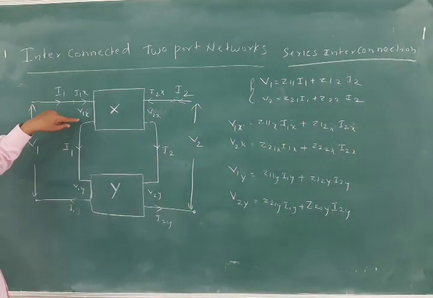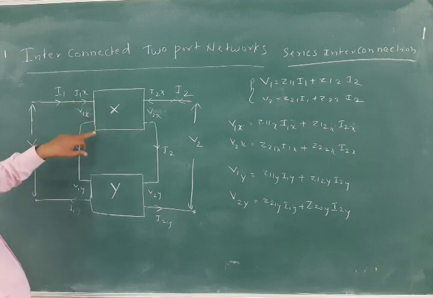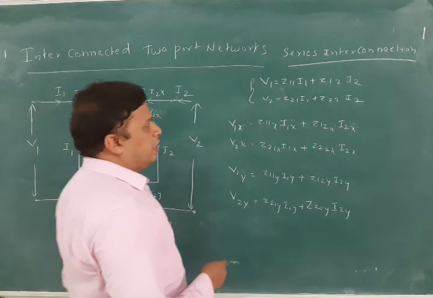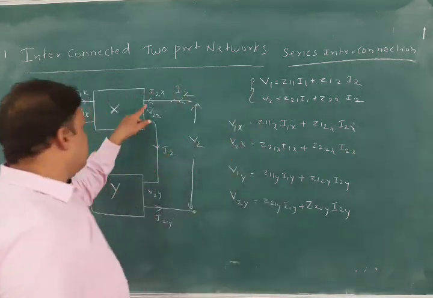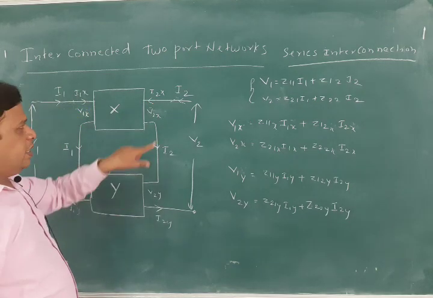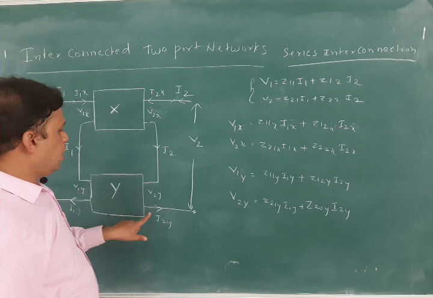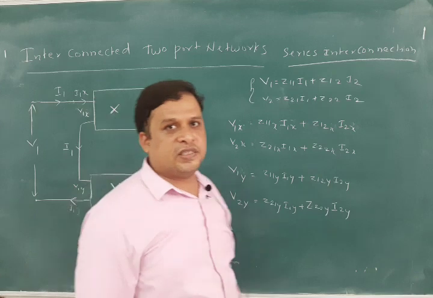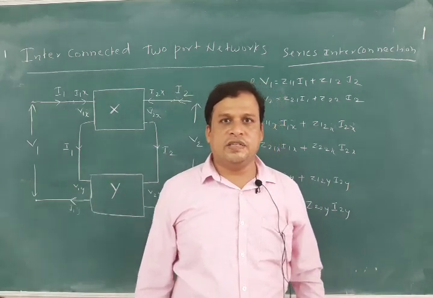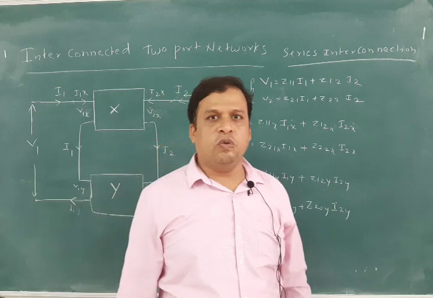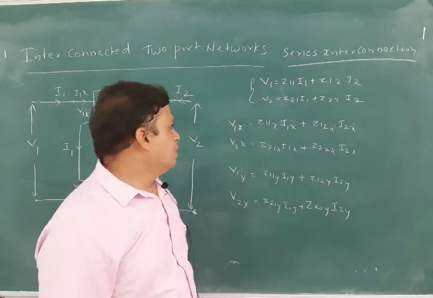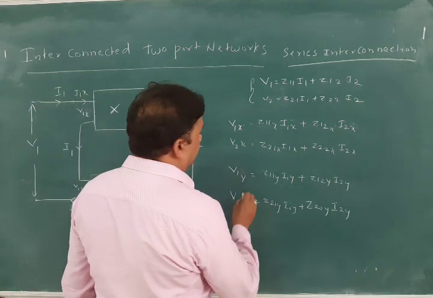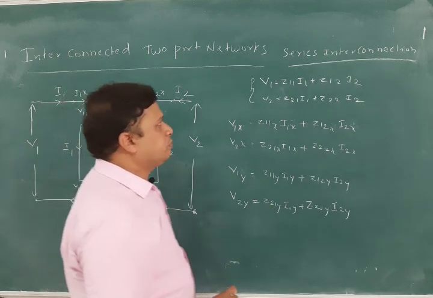See here, this is I1, I1 of x and I1y. That means that in series the current flowing is the same. And also here you can observe that I2x is there and here I2 is coming, and therefore I2y is the current flowing through the output port. So we see that in series the current is the same throughout the network. If you want to measure the voltage here, the voltage will be different.